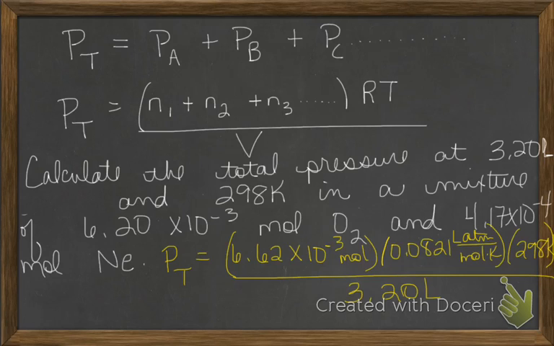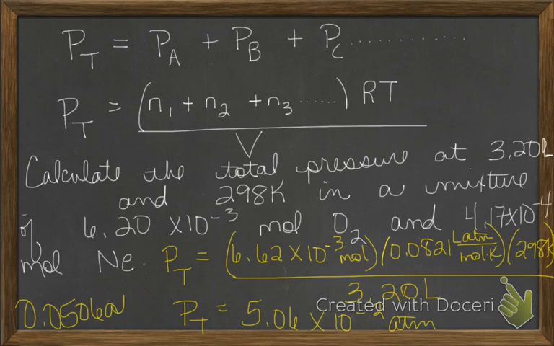And I would have that the total pressure here is 5.06 times 10 to the minus 2 atmospheres, which can also, of course, be reported as 0.0506 atmospheres. They're the same number. They're both a correct answer.